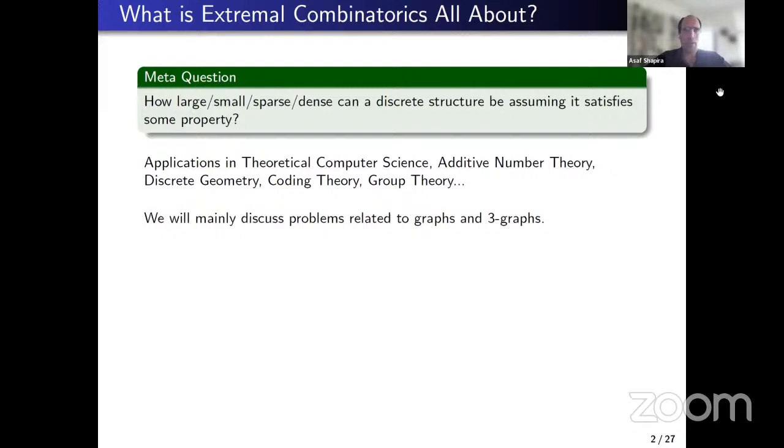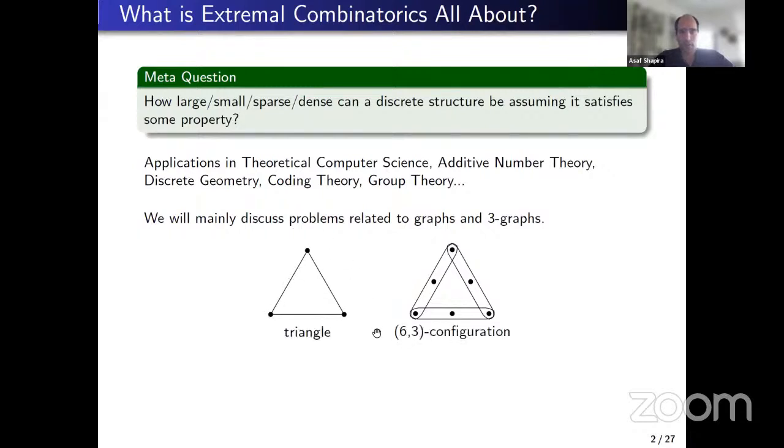But in this lecture, we'll mainly discuss problems related to graphs and 3-graphs. So a graph, just a reminder, is a set of points, which we call vertices, that have edges that are just subsets of size 2. So this is, for example, a triangle in a graph. And we will also talk about 3-graphs where, again, we have a set of vertices, but now instead of each edge containing 2 vertices, each edge contains 3 vertices. That's why it's called a 3-graph, and we can describe a 4-graph and 5-graph, etc. We will call this 3-graph a (6,3) configuration because it has 6 vertices and 3 edges.